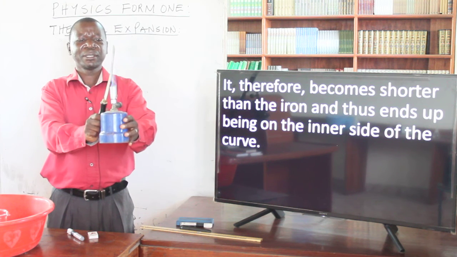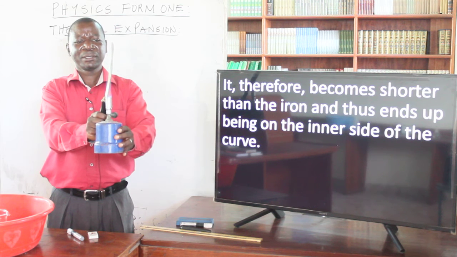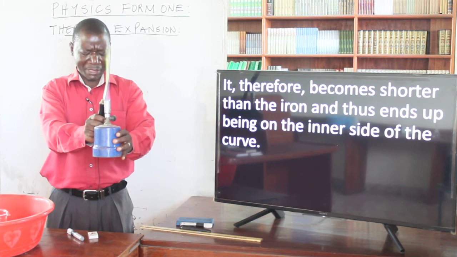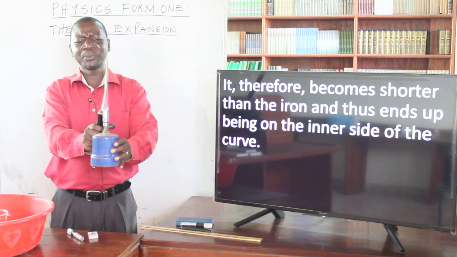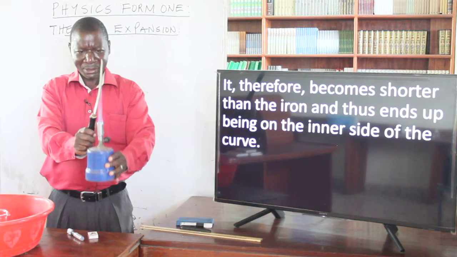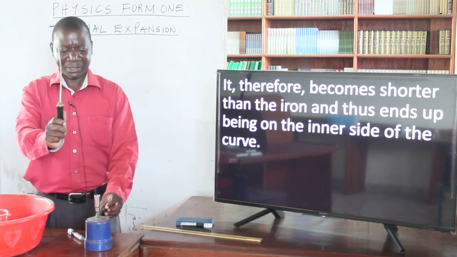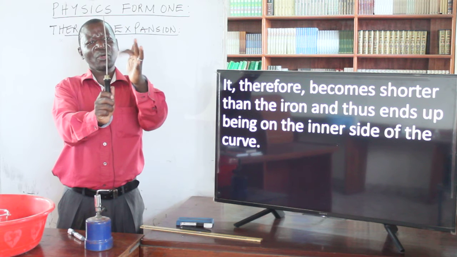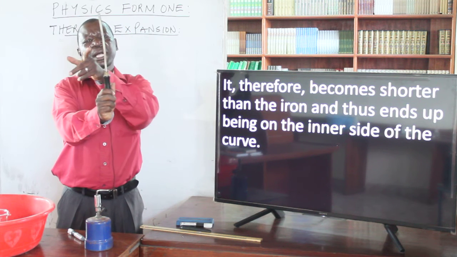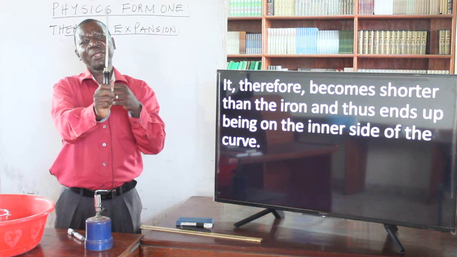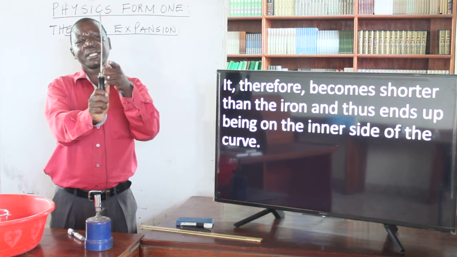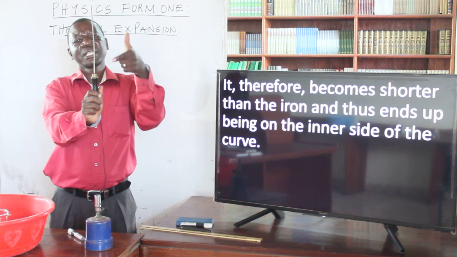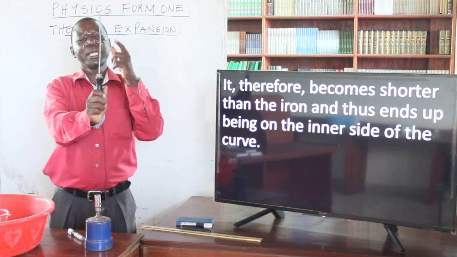So this is the way it bends. You can see that this side has made a curve. The outer curve is on the side of the brass. The inner curve is on the side of iron, and that tells us that brass expands more than iron. Brass expands more than iron when it is heated.